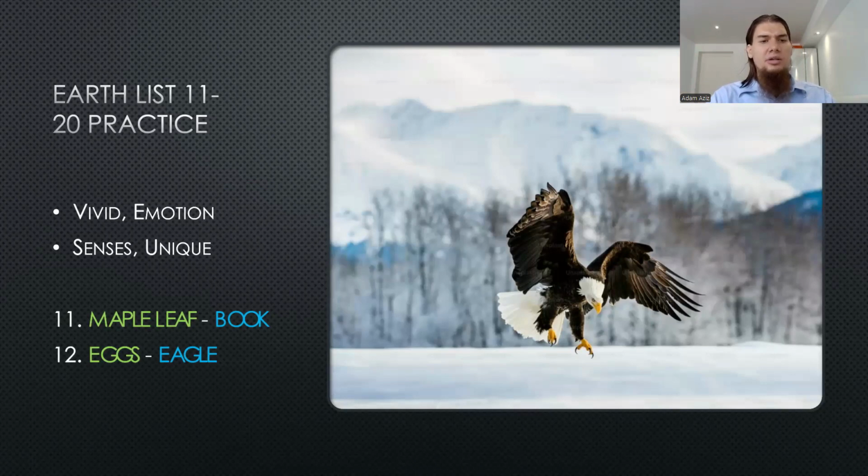So number 11 of our Earth list is maple leaf, and number 11 of our new list is book. So how can we make the maple leaf interact with the book in a memorable way? You can have the maple leaf acting as a bookmark in a book. Then when it comes time to recall what was number 11 of our new list, we go to 11 of our Earth list, which is maple leaf, because of the 11 points in the Canadian flag. And we say what was happening with the maple leaf, and we recall that it was in a book as a bookmark. Number 11 was book.